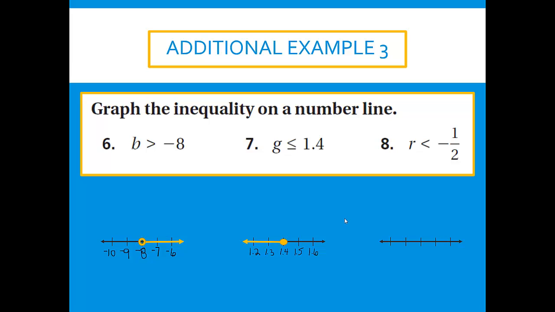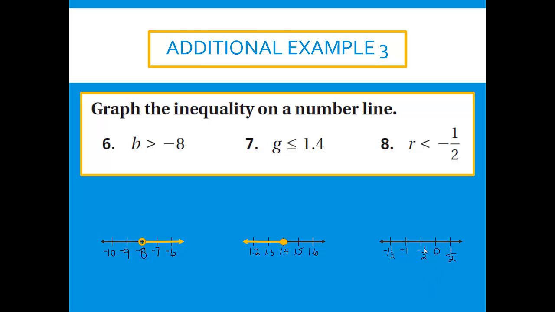Now for number 8, I have r is less than -1/2. So on my number line, I'd have -1/2. And then to the left, I could have -1. And then I could have -1 and 1/2. And then to the right, I could have 0. And then I could have 1/2.